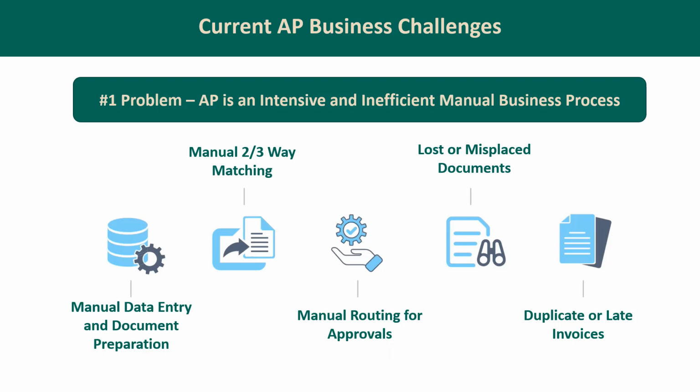And that being said, if you look at the number one problem in AP departments, the large majority of it is the intensive and inefficient manual business processes. Some of the components of this process that are intensive are the manual data entry process and document preparation that has to take place. Manual 2- and 3-way matching is very time consuming and painful for a lot of the organizations that we talk to and work with. The manual routing and approvals.